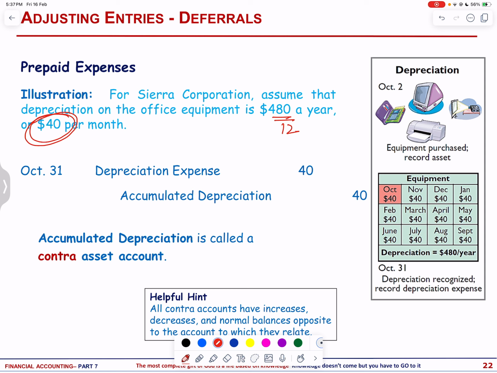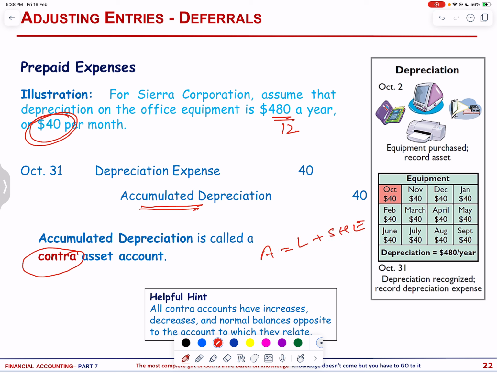Now once again, this is interesting for the asset. You can see that instead of reducing the asset account, we have credited the accumulated depreciation equipment, and this is called a contra asset account, and this is offsetting the equipment asset. So this tracks total depreciation over the asset's life. So to balance the equation, we put depreciation in the accounting equation.